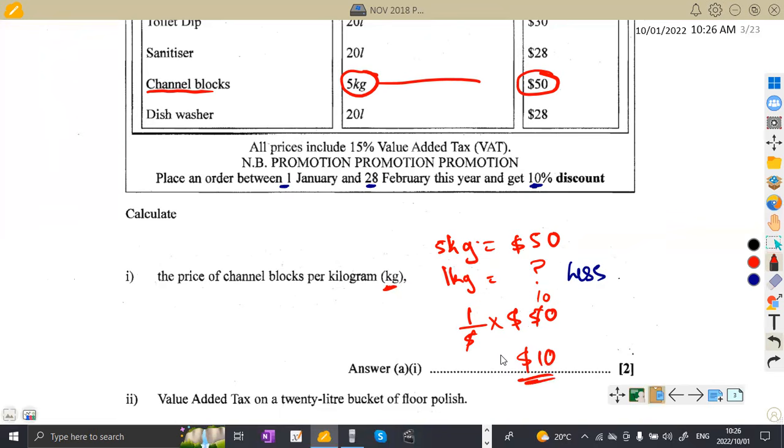So each kg is going to be at $10. What you're supposed to take note of and understand is that whatever information you're given is a simple proportion that you're working with. So you work from that simple proportion concept. I think it can actually help us. All right, so let's see the other part.